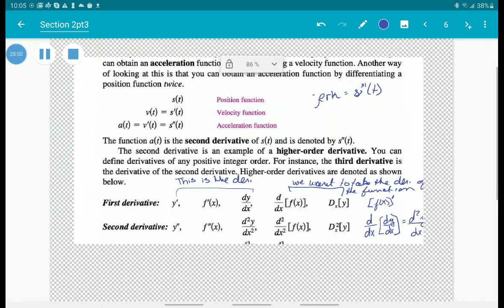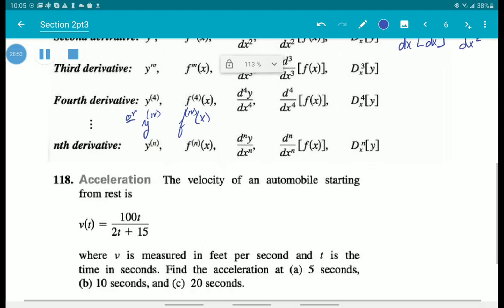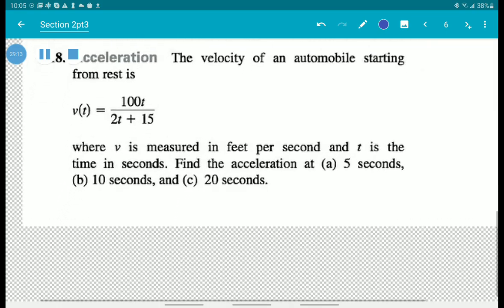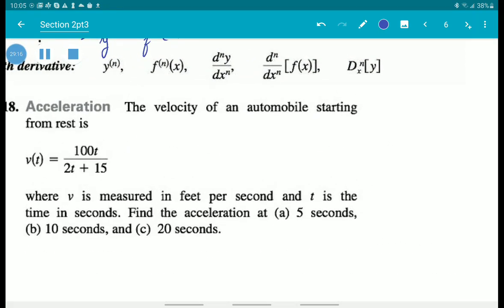So let's look at an acceleration problem. The velocity of an automobile starting from rest is modeled by the equation v of t equals 100t over 2t plus 15. V is measured in feet per second. T is time in seconds. They're asking us to find the acceleration at 5 seconds, 10 seconds, and 20 seconds. So to find acceleration, we have to figure out what is first the acceleration equation. And if this is our model for velocity, we're just going to take that first derivative there.